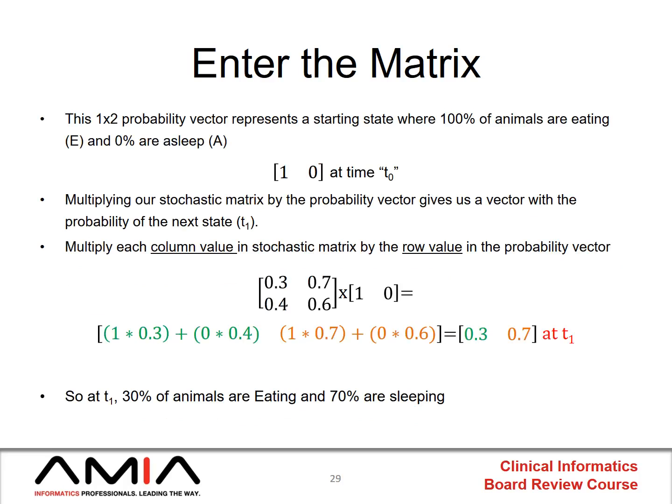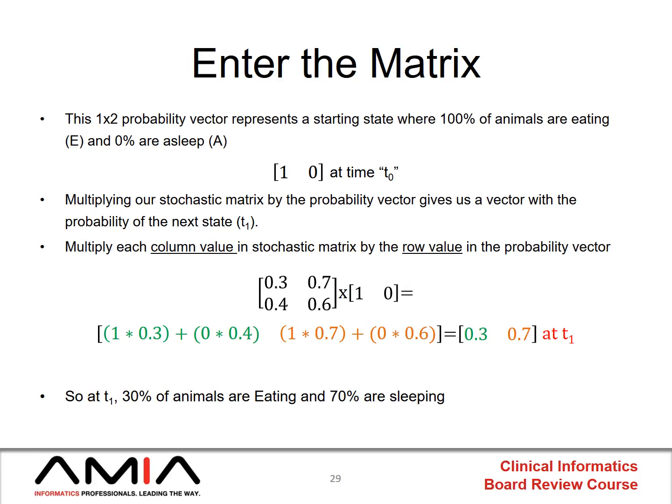Now, that was our probability matrix. We need another matrix that represents the state in which these animals are hanging out initially. And so there's a 1x2 vector. We can't call this one a matrix because it has a dimensionality of 1. But there's a 1x2 vector that represents a starting state where 100% of the animals are eating. So you can think of this as representing the initial starting distribution of these animals. And you can see that the 1 represents that 100% of animals are eating, and the 0 represents that 0 of the animals are asleep.